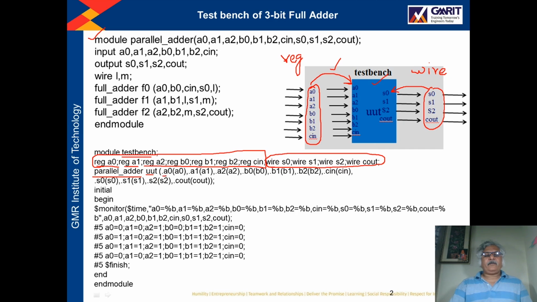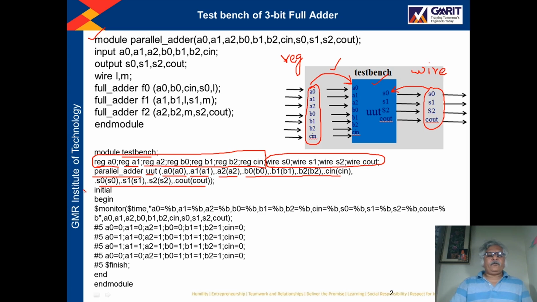Then in the next line, parallel_adder is the name of the unit under test, and the instantiation is given here. Dot A0 is associated with A0. Dot A1 of the unit under test is associated with A1 of the test bench. Dot A2 is associated with A2 of the test bench. B0 of the unit under test is attached with the B0 of the test bench. So in this way we have done the instantiation.